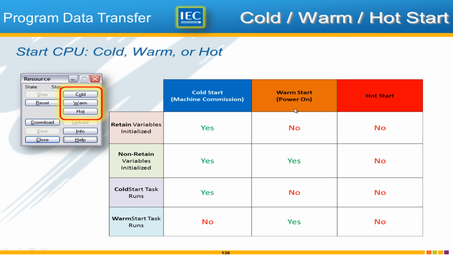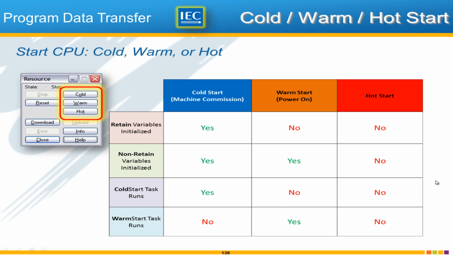So compare this to the warm start, the normal power on, where retained variables are not initialized, they're retained, and then non-retained variables are initialized. The cold start task does not run since we started with warm start, and the warm start task does run. Then under hot start, you see we have no for everything. Hot start is just a way to resume operation. So I hope this grid is a good reference and makes sense.